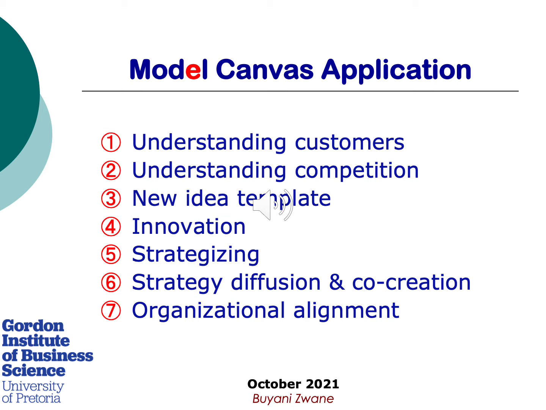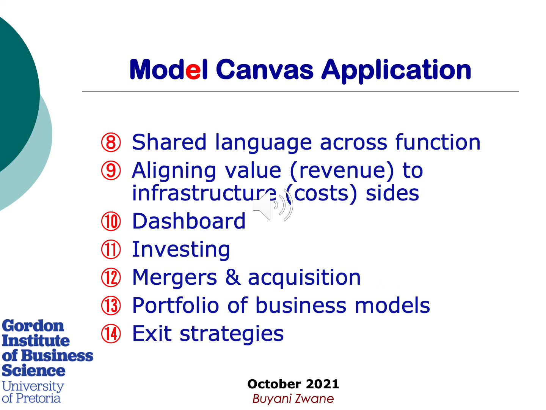What we've also come to appreciate is that the business model canvas plays a significant role in helping to create alignment throughout the organization as we look into the value creation side versus the infrastructure side of the business. Furthermore, we may use the business model canvas for ensuring that there is shared language across all functions of the organization. The business model also allows for the alignment of the value side of the canvas, which deals with revenue, to the infrastructure side of the same canvas, which has to do with costs.